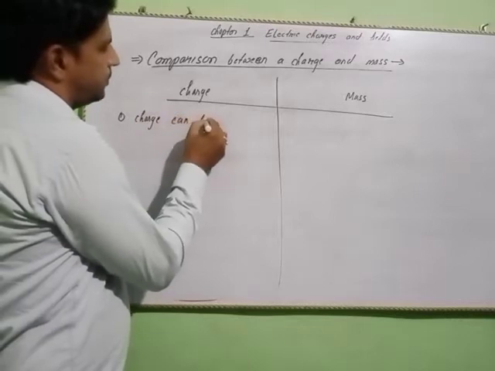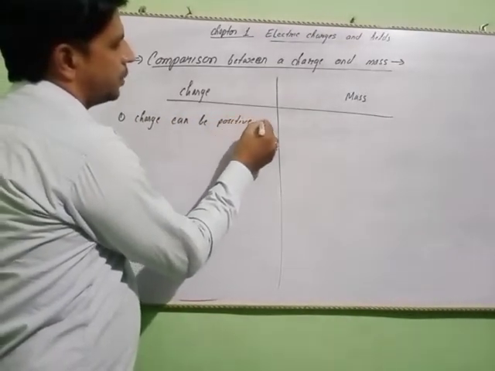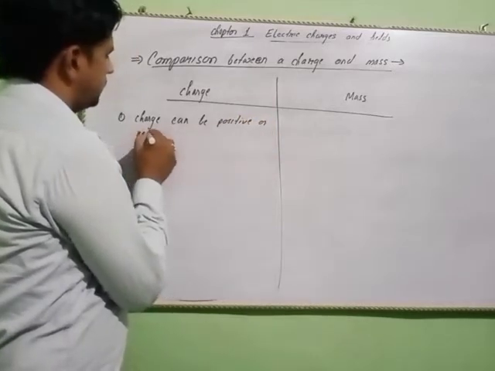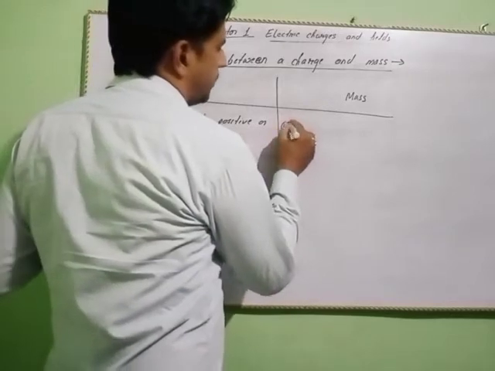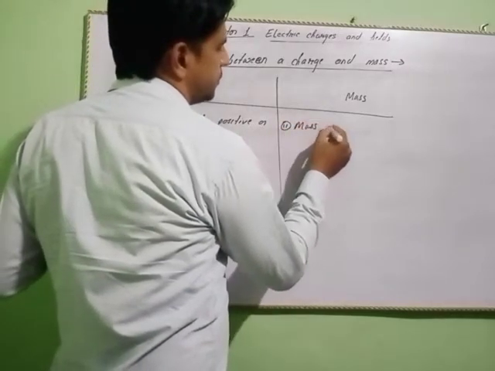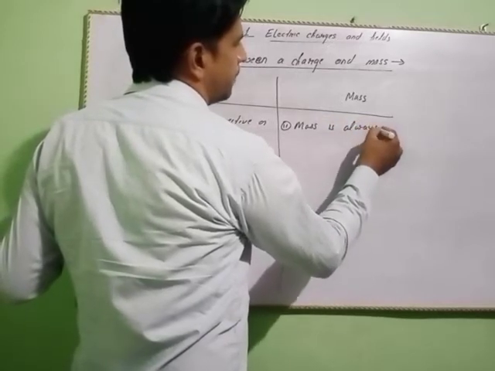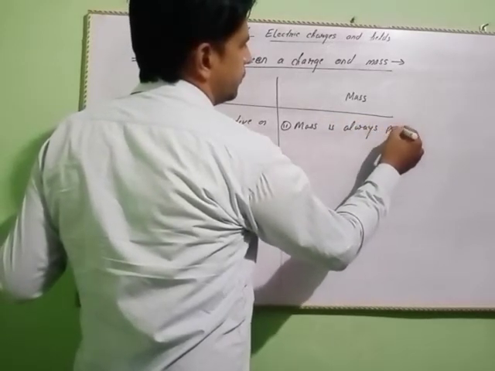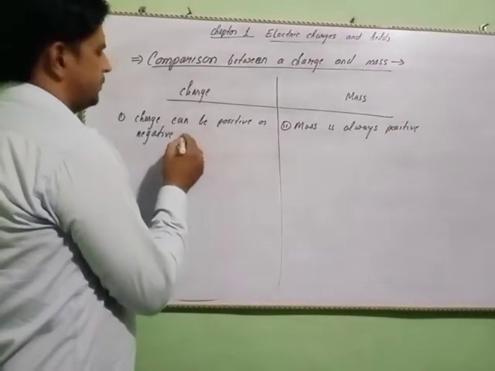Charge can be positive or negative, but mass is always positive. Charge can be zero also.